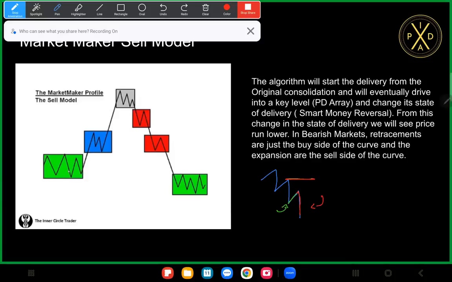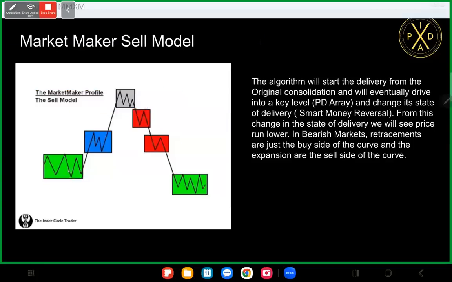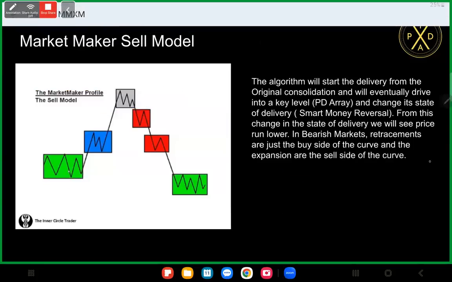about balanced price ranges. All right, so in this example right here, here's that original consolidation, and price is engineering liquidity on that buy side of the curve to then meet that PD array and then come lower and take out that liquidity. All right, so that's that market maker sell model. Now let's move on to the next slide.